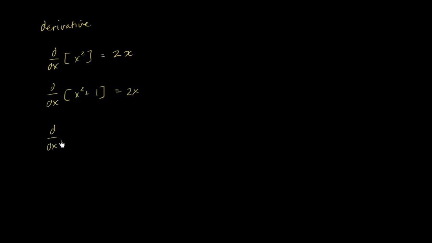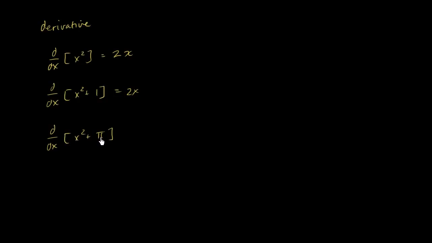We know how to take derivatives of functions. If I apply the derivative operator to x squared, I get 2x. Now, if I also apply the derivative operator to x squared plus 1, I also get 2x. If I apply the derivative operator to x squared plus pi, I also get 2x. The derivative of x squared is 2x.